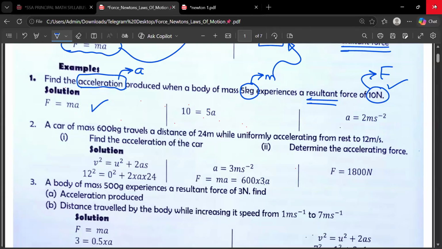The formula, force = MA. You substitute very well. Under F, you put 10. You're supposed to follow that criteria. I've always told you that. ESCA mode of calculations. Then the M is the mass. So you're supposed to put it here. Then the acceleration is letter A.